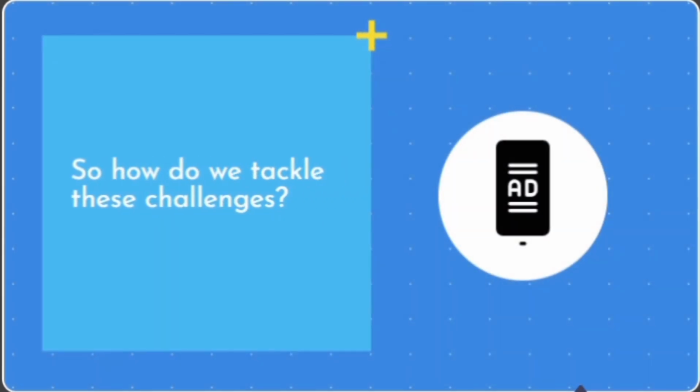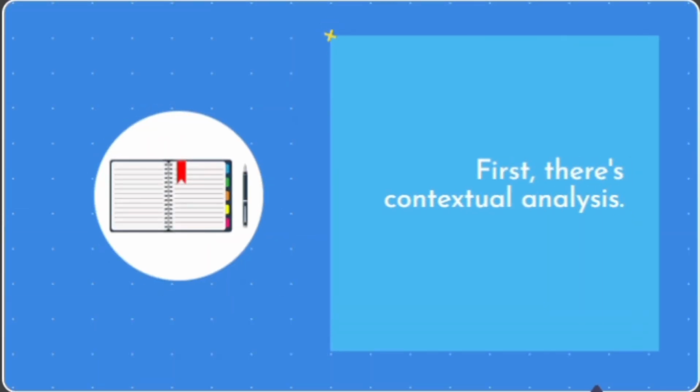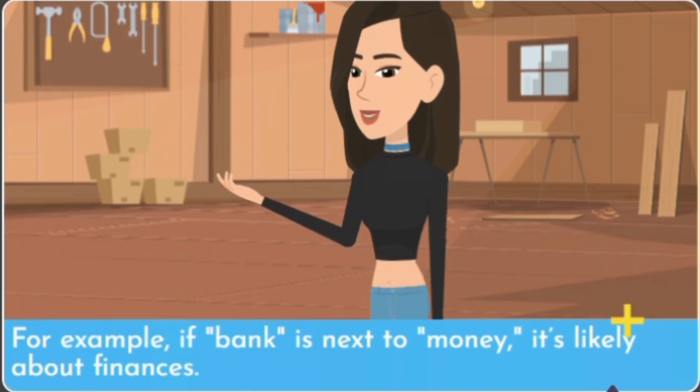So how do we tackle these challenges? Several techniques have been developed to help. First, there's contextual analysis. This involves looking at surrounding words to understand meaning better. For example, if bank is next to money, it's likely about finances.